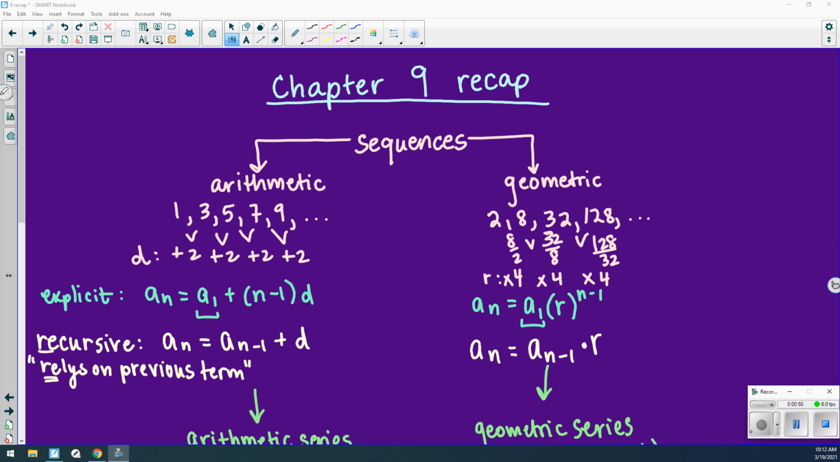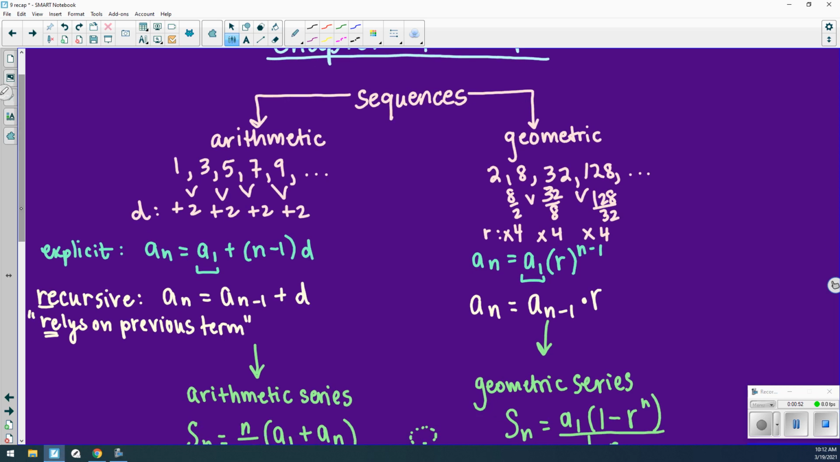So we use the subscript: a sub n is equal to a sub n minus 1 plus d, where a sub n minus 1 is that previous term. So again, a sub n relies on the previous term, a sub n minus 1, and we just add a common difference. Now, we also could talk about a geometric sequence.